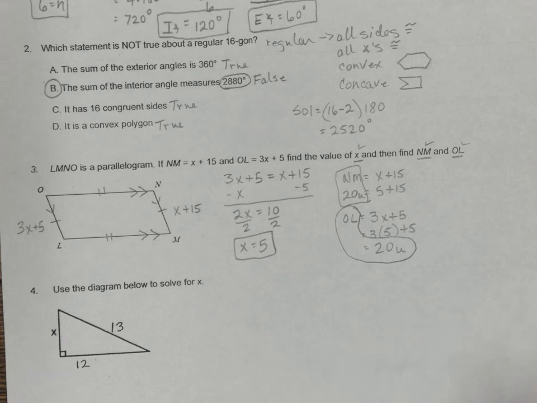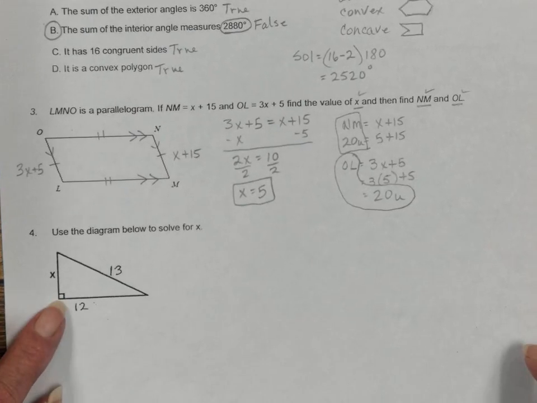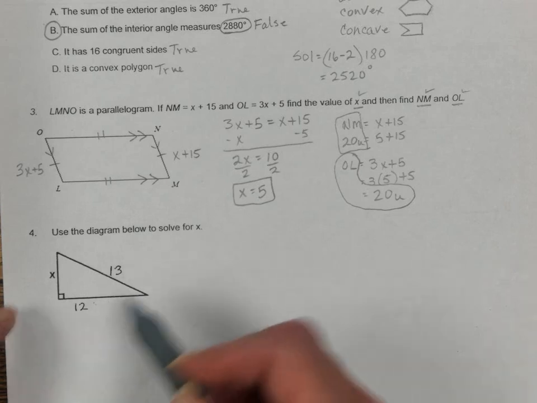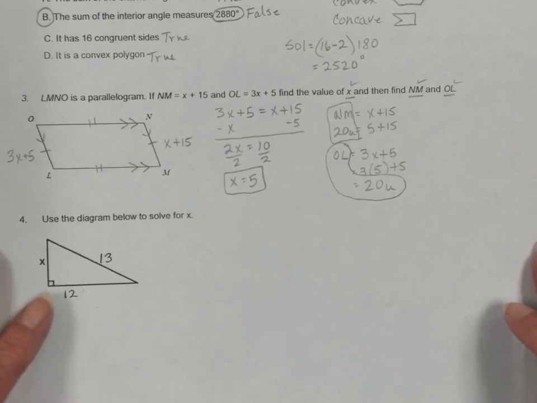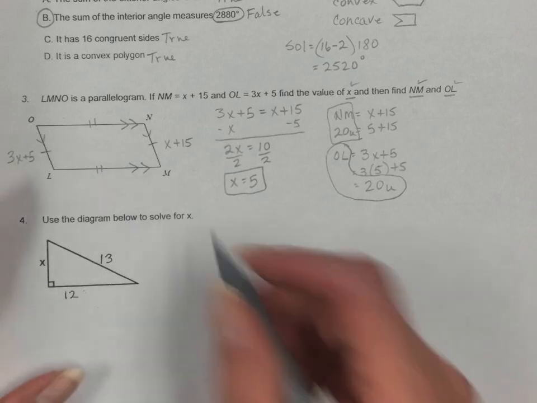Okay. Number 4, use the diagram below to solve for x. Well, I see a right triangle, and I see 2 side lengths and a missing one. Whenever I see this kind of setup, I automatically think of Pythagorean theorem.